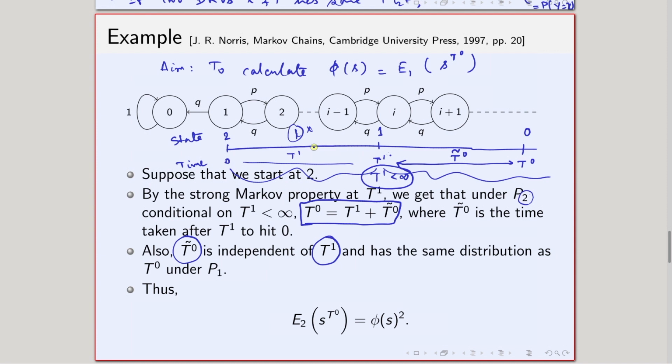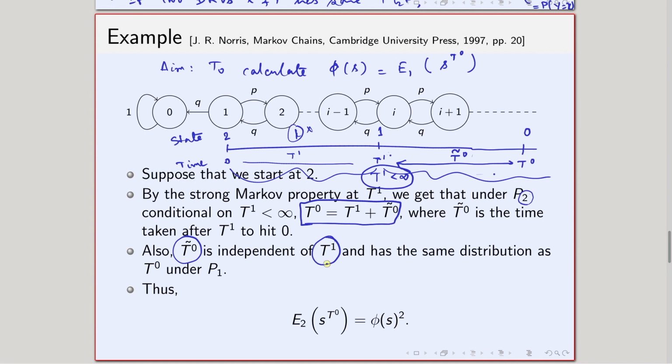So, t1 depends only on this part, and t0 tilde depends only on this part, because this is the additional time taken by the chain to hit the state 0 after t1. So, that also does not have any effect of the states of the chain here. Okay. This part of the chain has no effect on this part of the chain. These two parts are independent. And t0 tilde only depends on this part. So, that is why t0 tilde is independent of t1.